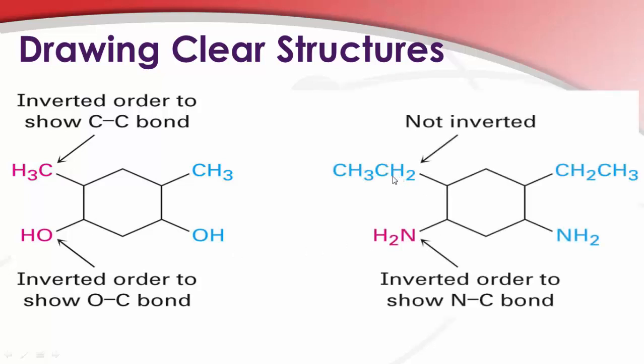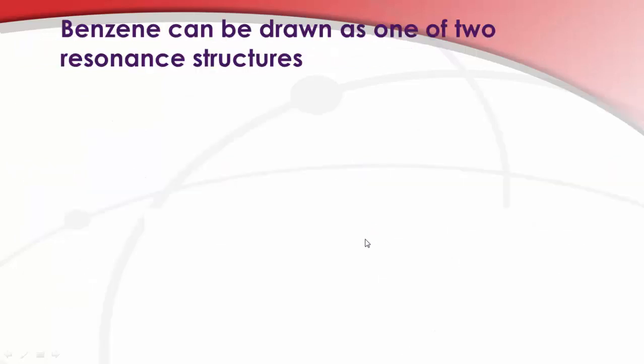But we will see plenty of cases where, for example, this ethyl group will be written CH3CH2 rather than trying to make sure that the carbon touches the bond. Where you can, it's always good to write it in this kind of way, so we can see the nitrogen is attached to the carbon, and so we invert it in order to show it.